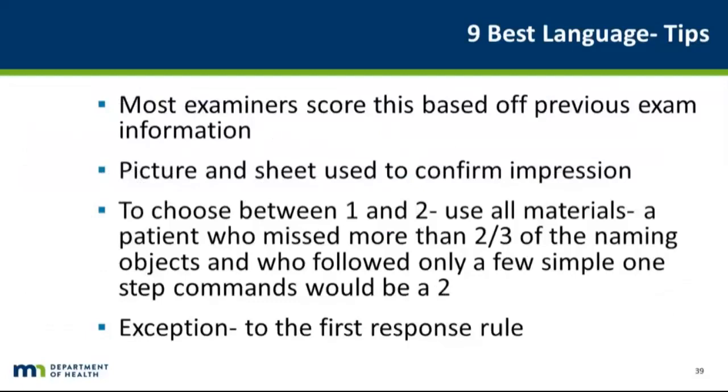Most examiners score this based off previous exam information. The picture sheet, however, is used to confirm their impression. If stuck between a 1 and a 2, use the materials. A patient who misses more than two-thirds of naming objects or is only able to follow a few simple one-step commands would be a 2. This is an exception to the first response rule.